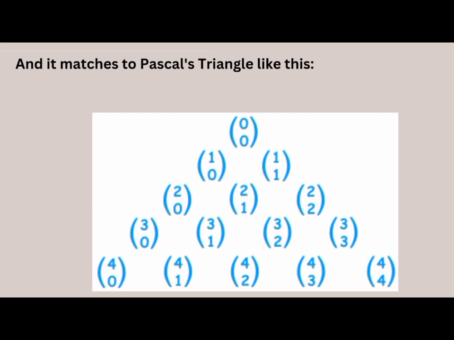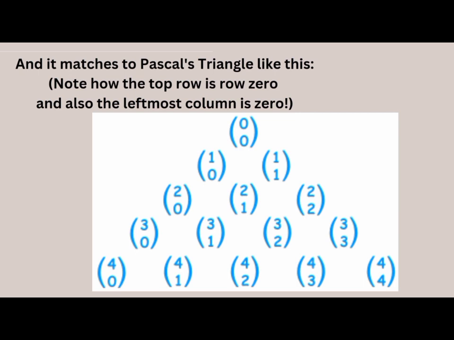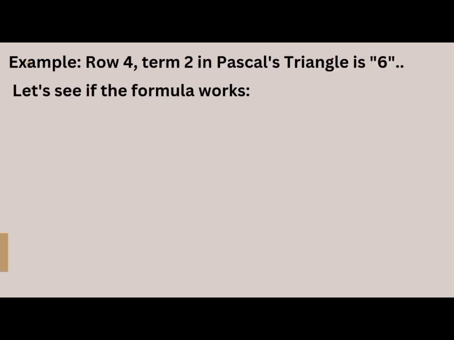And it matches Pascal's triangle, which is like this. This is the triangle for factorial in Pascal's triangle. Note how the top row is row 0 and also the leftmost column is 0. Let's have an example. Row 4, term 2 in Pascal's triangle is equal to 6.